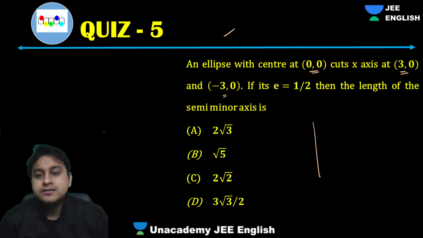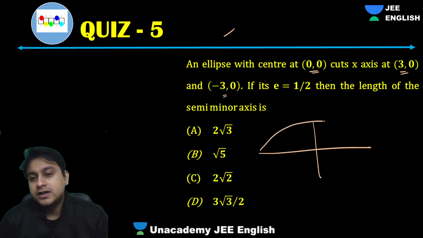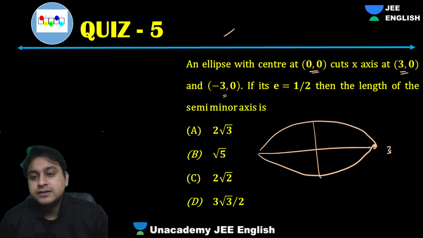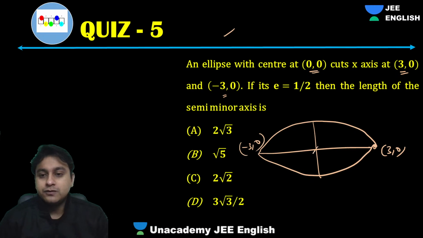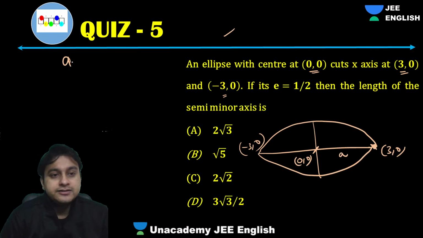Again, an easy one, guys. This is a pretty easy question. It's cutting the x-axis at the vertex. Right, the vertices are given. This is 3 comma 0. This is minus 3 comma 0. So, guys, obviously this is the A. A is what from the origin? How much distance is it, guys? Can I say A is 3?